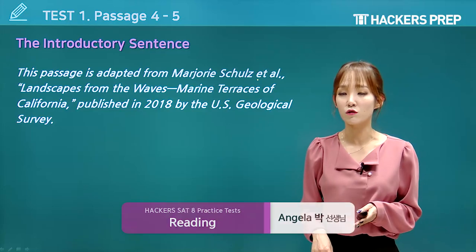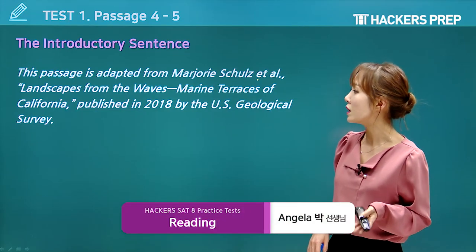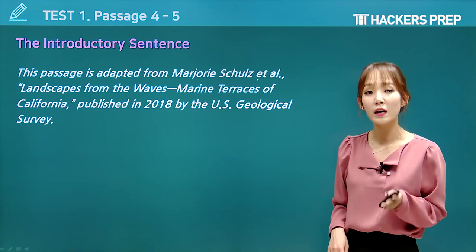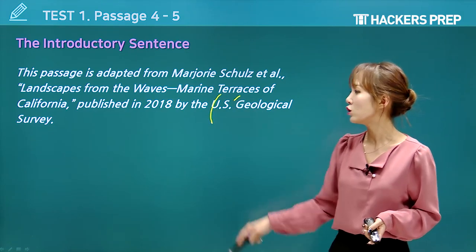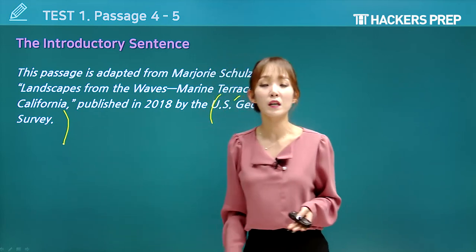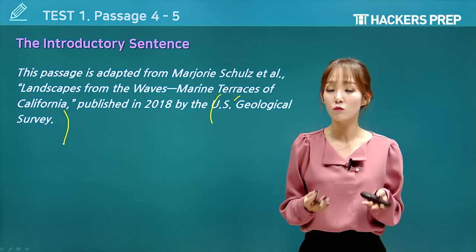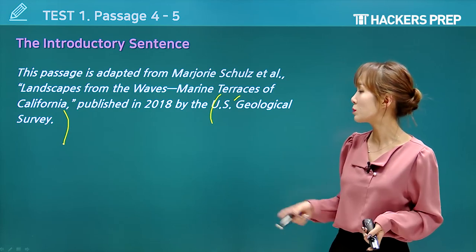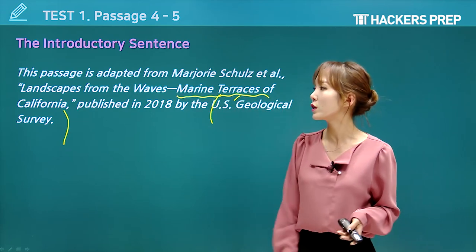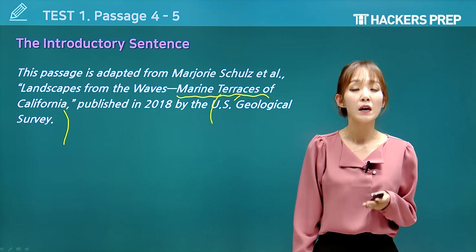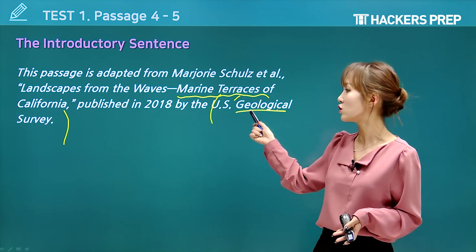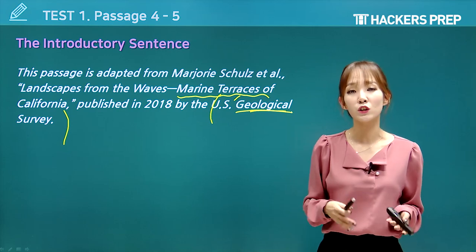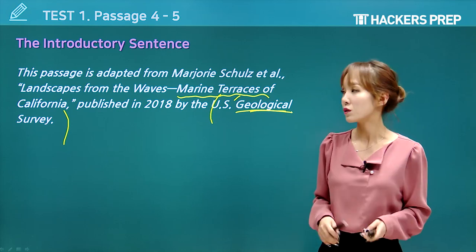Start with the introductory sentence. Now the passage is what? Landscapes from the waves, marine terraces of California. And this is what? This is a U.S. Geological Survey, meaning this is a U.S. Geological research paper. So you know what to expect. What are you expecting? Well, we're going to talk about marine terraces of California, and probably, since it is a geological survey, how or why it is formed according to these researchers.